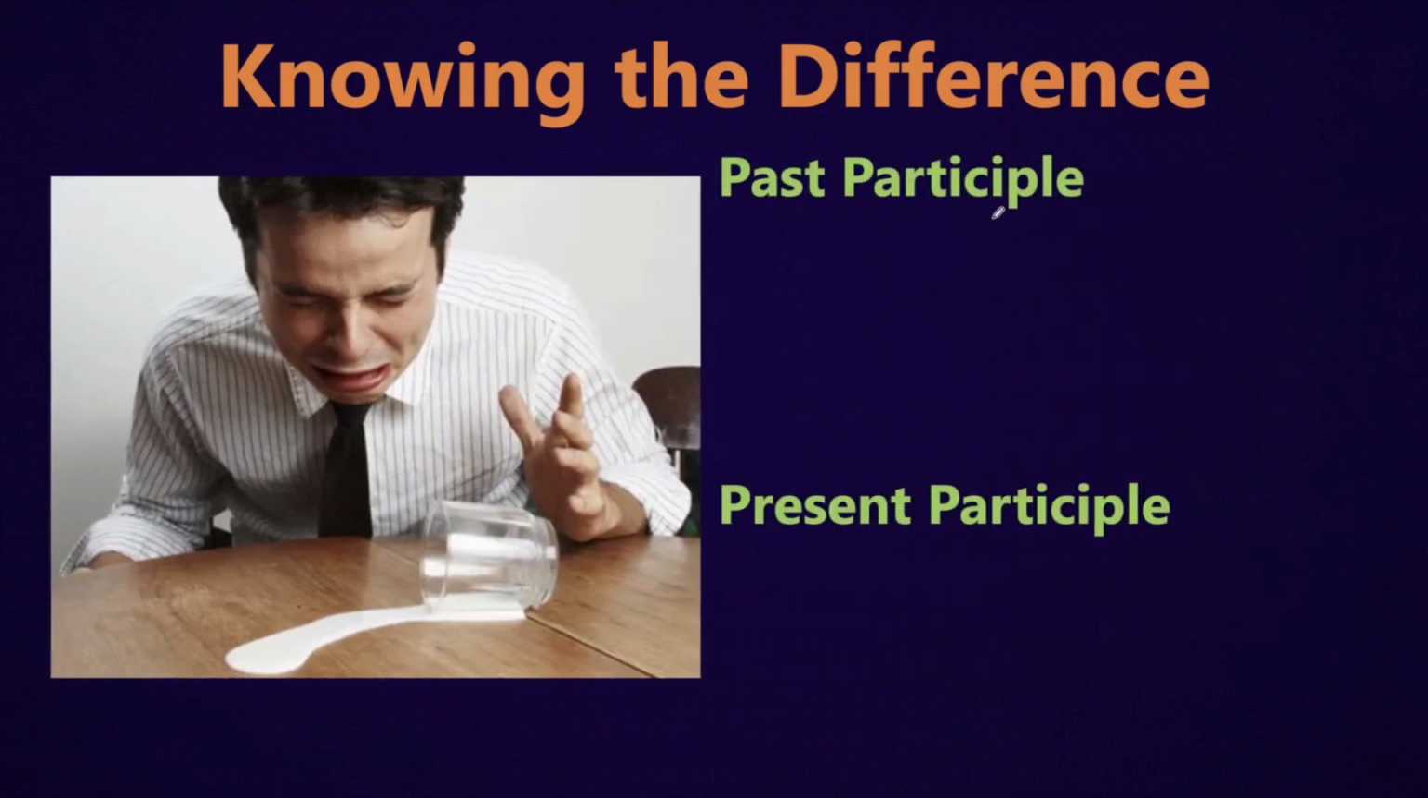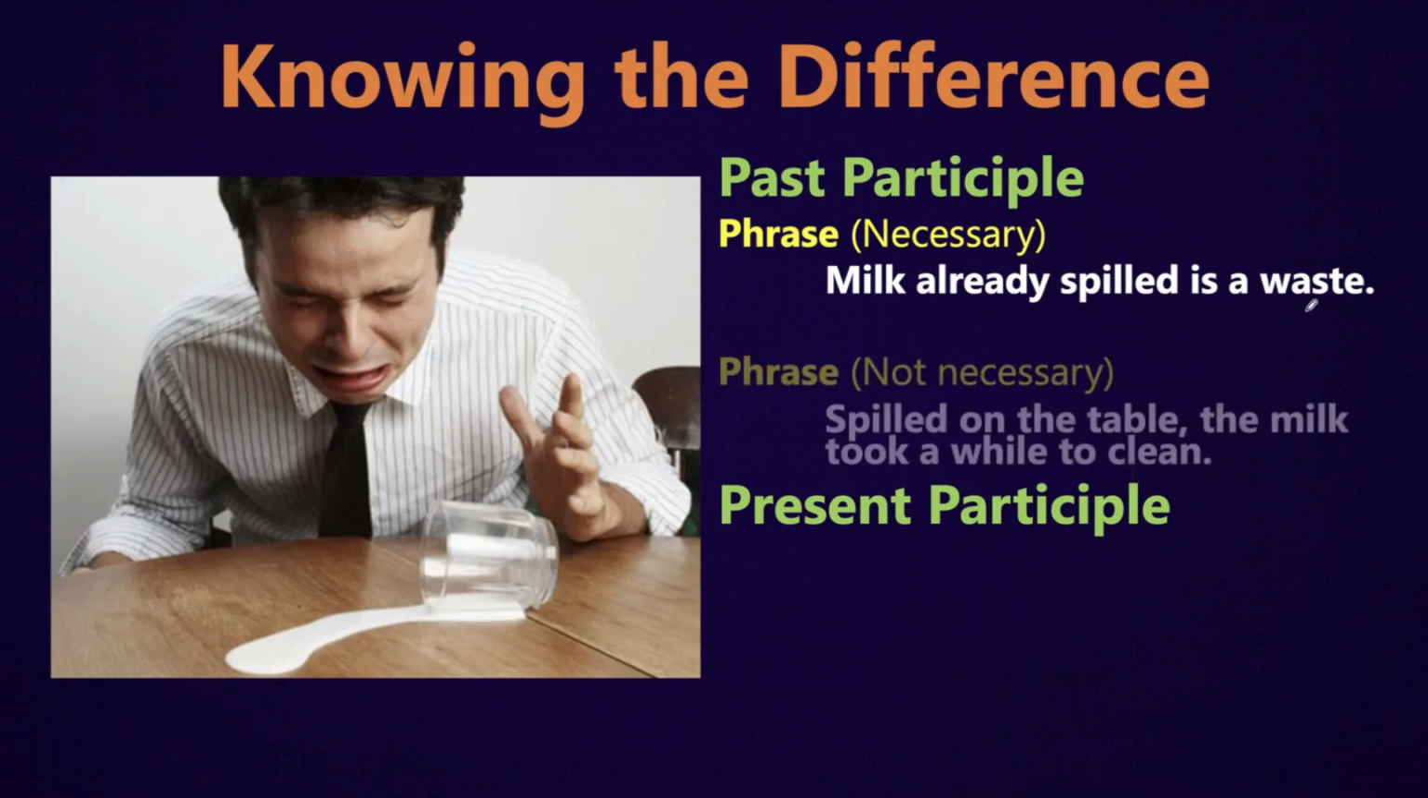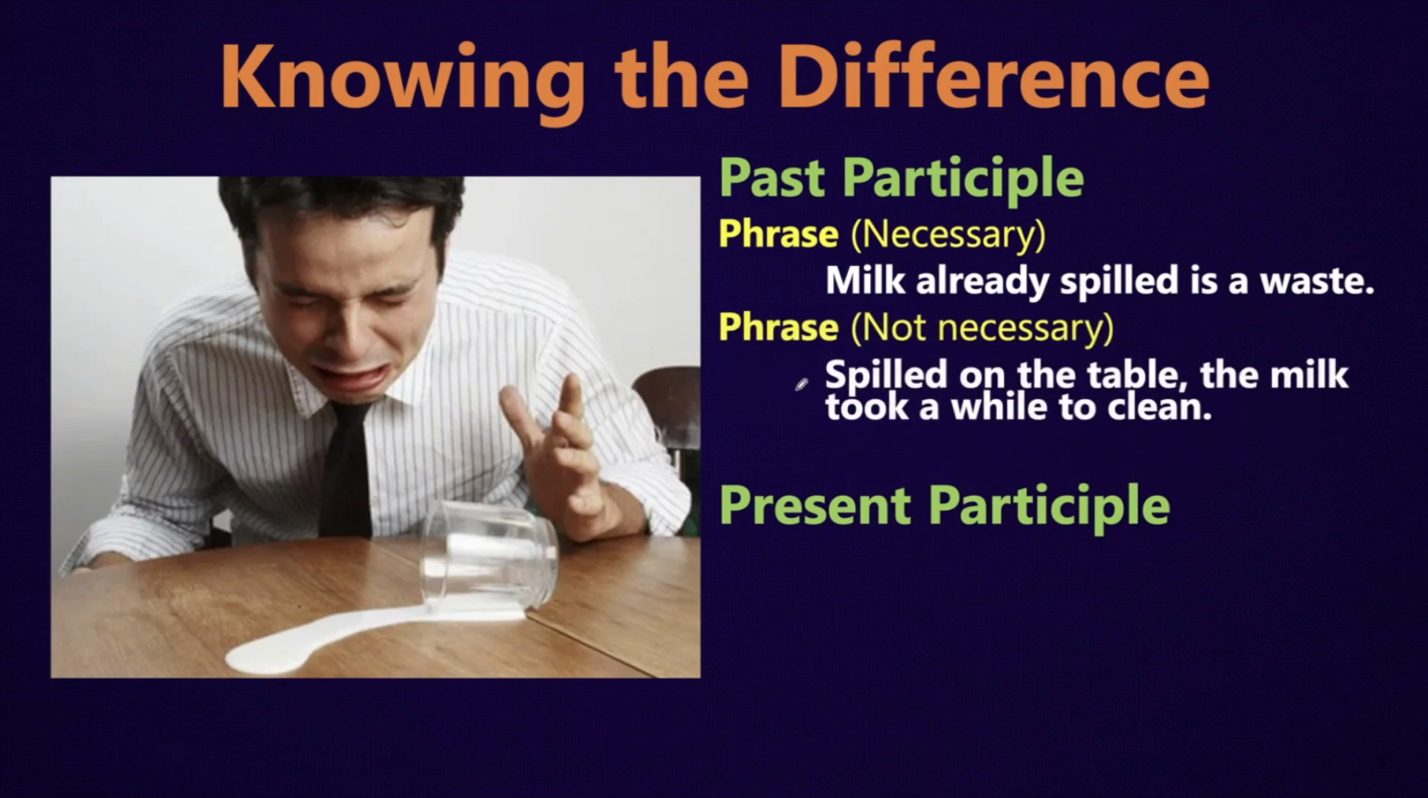Now, if it's being used as a phrase, again, you'll see it either after the noun it's describing. For example, milk already spilled is a waste. Or you can see it before the noun at the beginning of a sentence. So spilled on the table, the milk took a while to clean. So here, already spilled, this is a participle phrase. It's describing the milk. And spilled on the table is a participle phrase describing the milk.